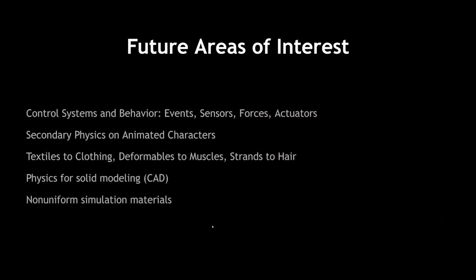Okay. So yes, what do we want to be able to describe in the future? There's a lot of interest in doing events and sensors and forces and more different kinds of actuators. You can already actuate the joints that you have to make walking robots and stuff like that, but we want to do more of that. We want to do animated characters and being able to put all kinds of simulated stuff on animated characters.